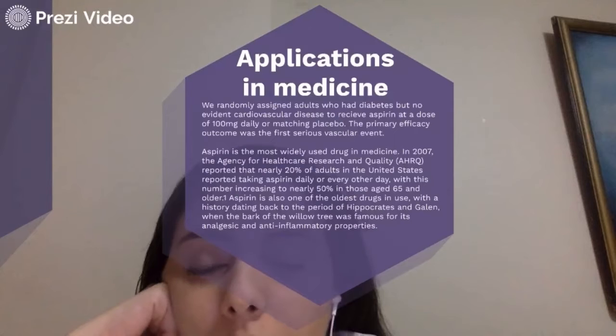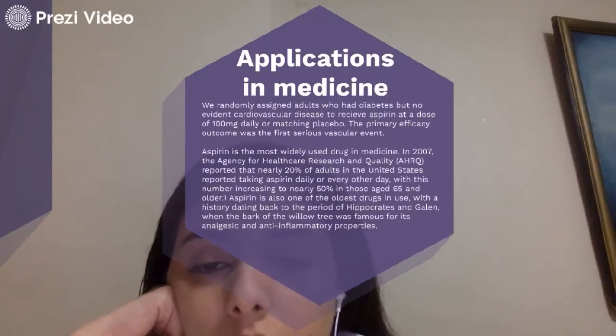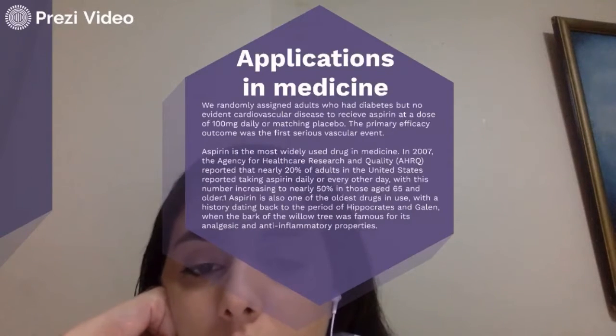Applications in medicine. We randomly assigned adults who had diabetes but no cardiovascular disease event to receive aspirin at a dose of 100 milligrams daily or matching placebo. The primary efficacy outcome was the first serious vascular event. Aspirin is the most widely used drug in medicine.